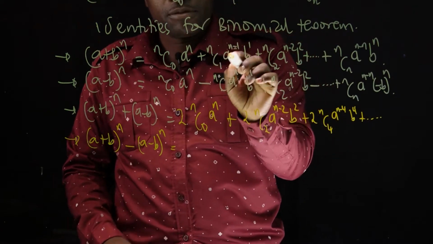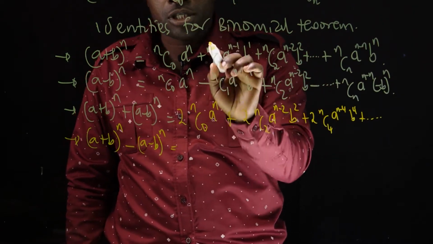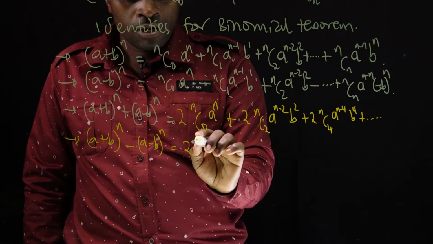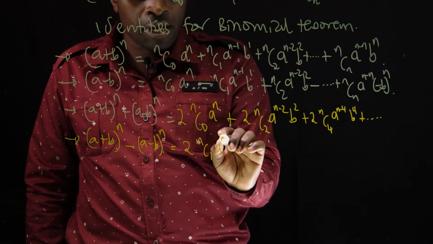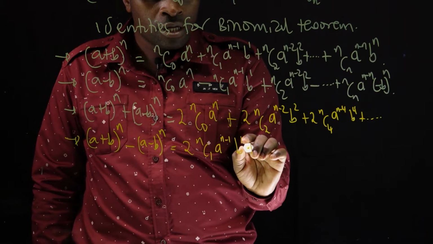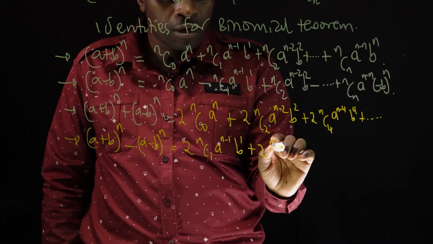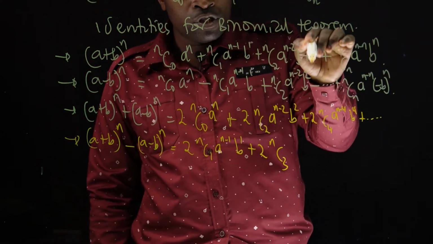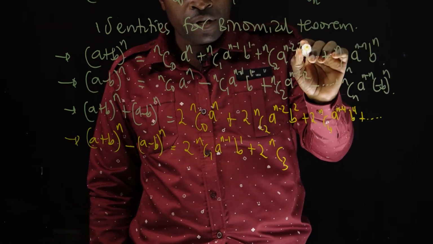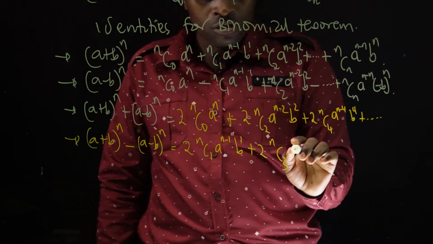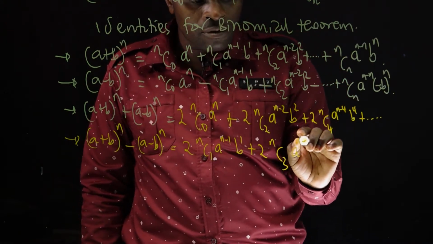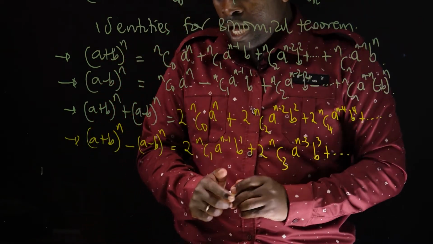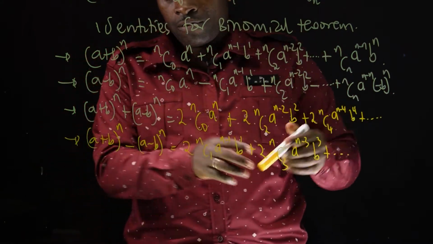You know, this minus minus will become positive. Therefore, this is cancelling. We are going to have this one, 2 combination 1, a power n minus 1, b power 1, 2 combination 3, because here is going to vanish. The term which is going to exist is the one which follows here, plus, minus, minus, negative. So, a power n minus 3, b power 3, plus, it goes. Now we have 4 identities from this one.